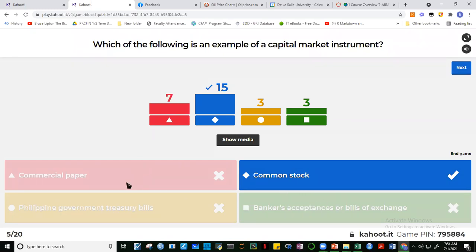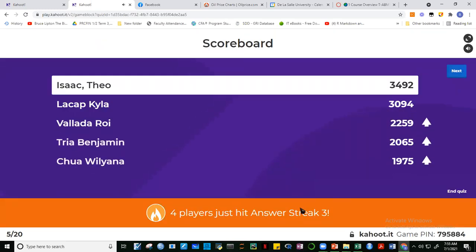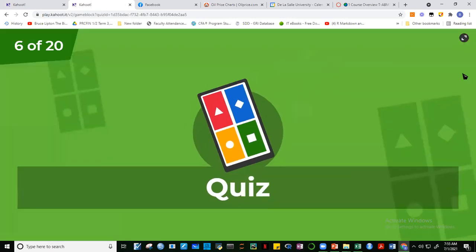Ang tawag natin sa mga ganyan, yung commercial paper, yung treasury bills, these are instruments. Okay? So 15 of you got it. Common stock na nasa capital markets yan. Okay, next. So ganun pa rin yung standing natin. Okay? Next question, question number 6.